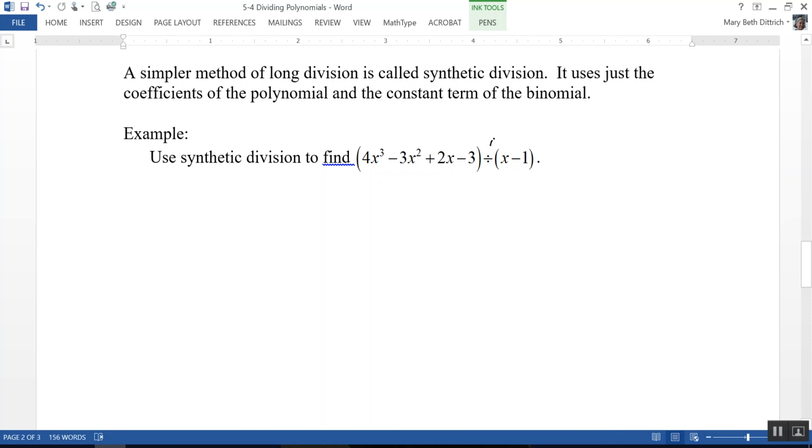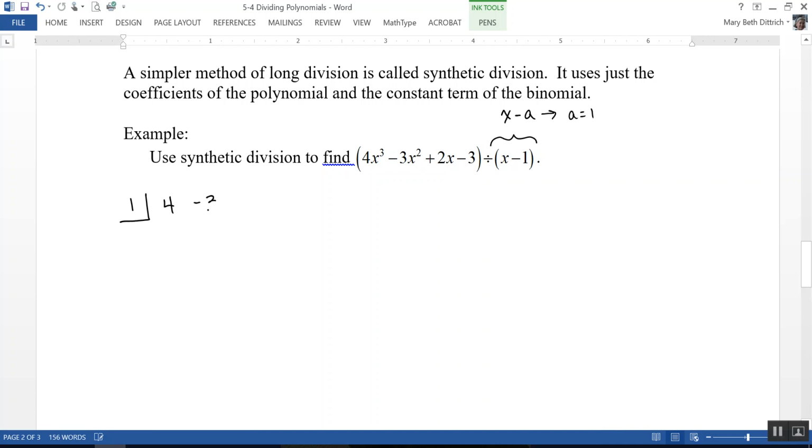So one important thing to remember is this, what we're dividing by is in the form x minus a. So in this case, my a is going to be equal to 1. That's the number that I'm going to use when I divide. So I'm going to put a 1 over here, not a negative 1, a positive 1, inside a little box like that. And then I'm going to pull off the coefficients from my polynomial and just write those.